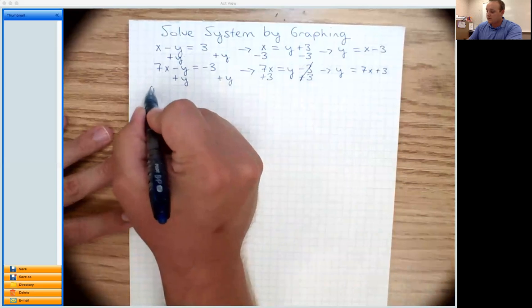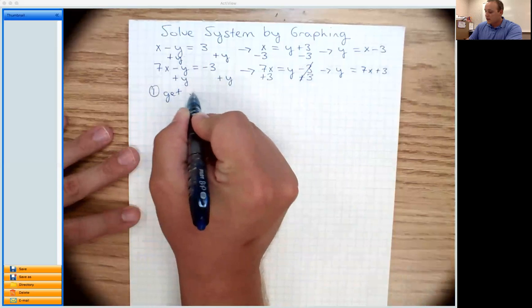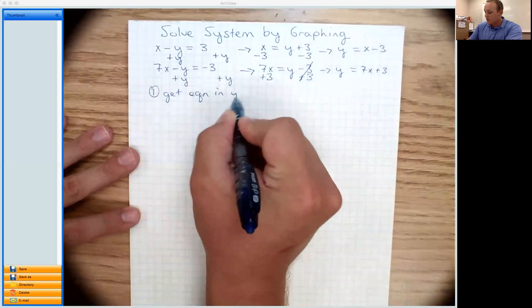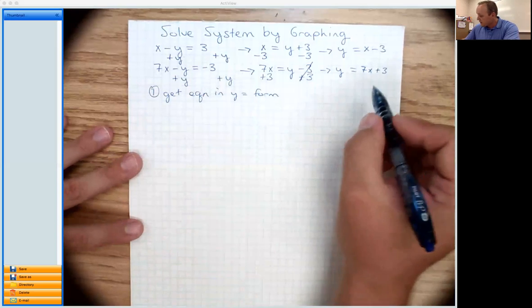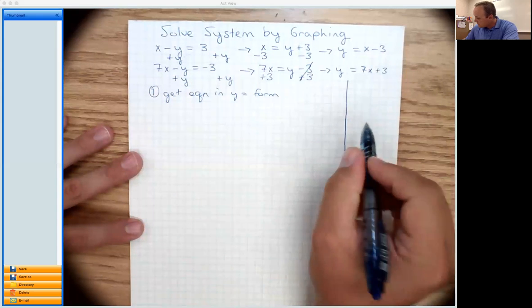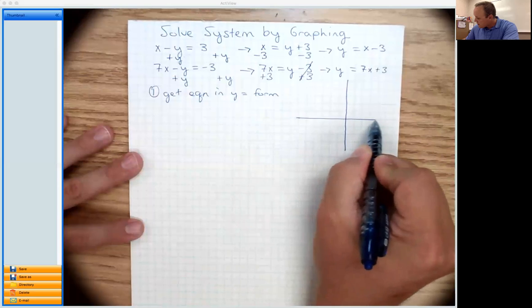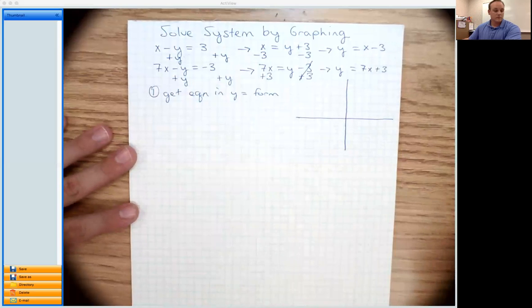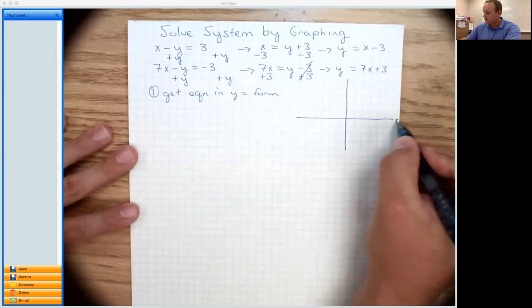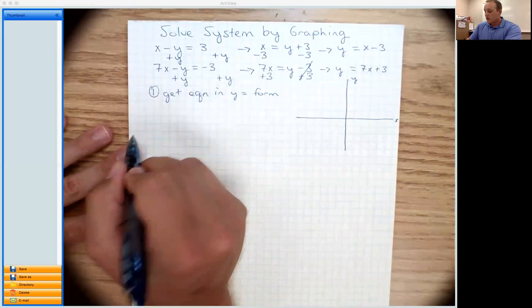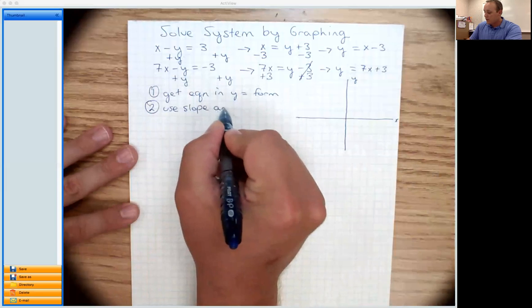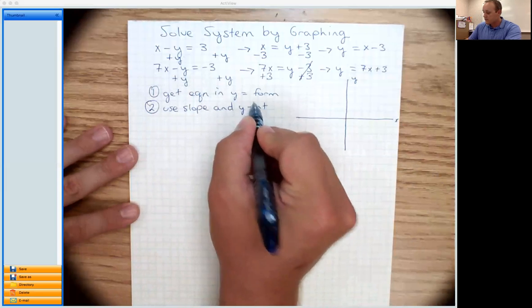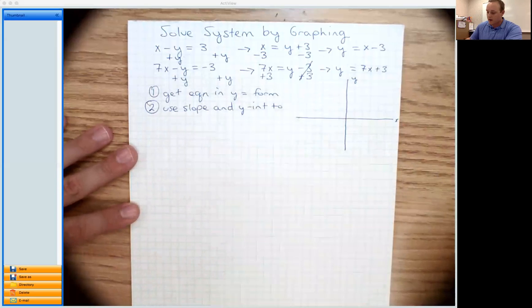So the first thing you have to do is get equations in y equals form. All right, second thing we have to do: draw your x and y axes. Use slope and y-intercept to graph.